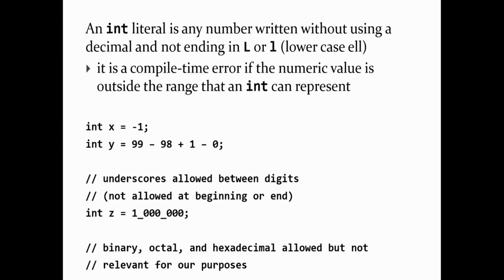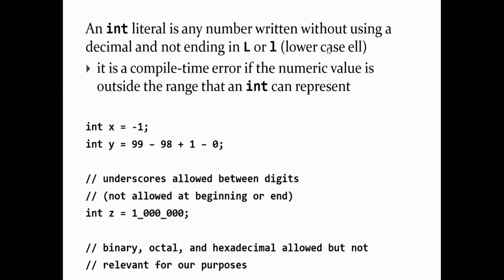So if in your program you write down a number on its own, so just a digit or digits with no decimal point or other letters after it, then you end up with what's called an int literal. A literal is just any number. An int literal is any number that you can just write down. So -1, that's an int literal. 99, 98, 1, and 0, they're all int literals.